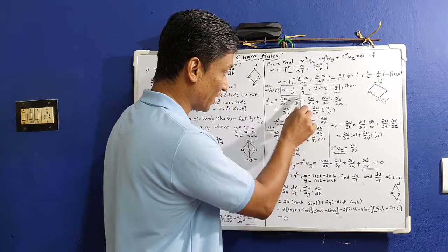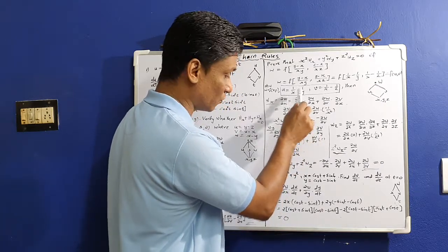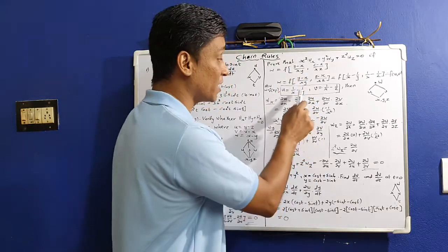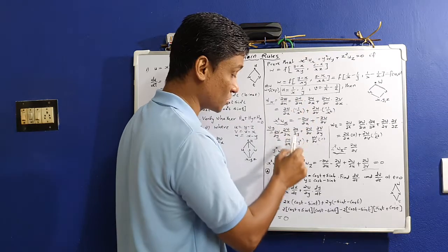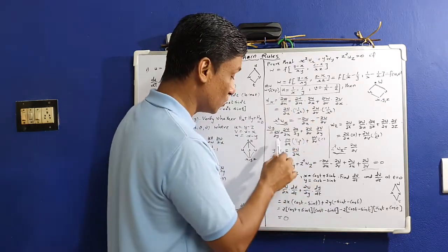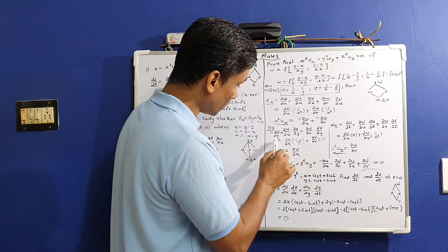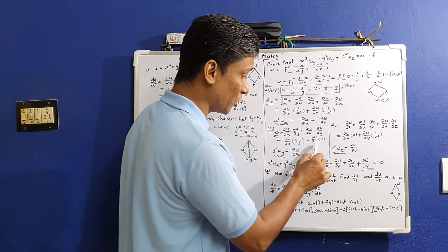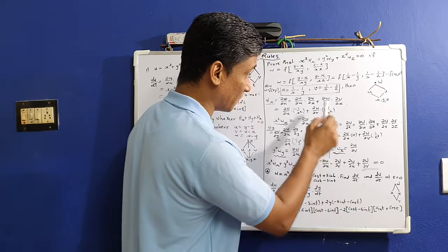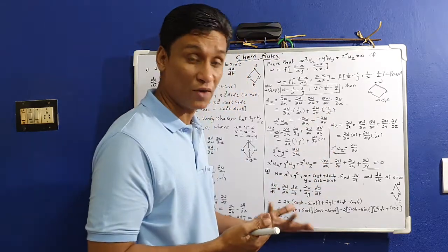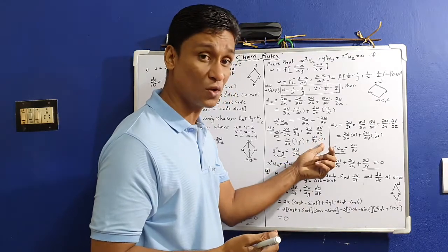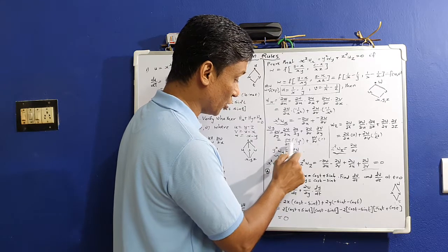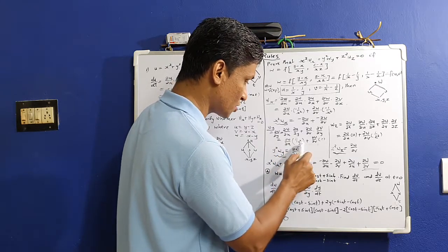∂u/∂y is the differential of this one with respect to y, that is simply 1 by y². Actually the differential is minus 1 by y², but here there is one more negative sign, so minus becomes positive. So ∂w/∂y equal to ∂w/∂u into 1 by y² plus ∂w/∂v into ∂v/∂y. v does not contain a term involving y, so ∂v/∂y becomes 0. In effect, wy equal to ∂w/∂u into 1 by y². Only this term will remain.